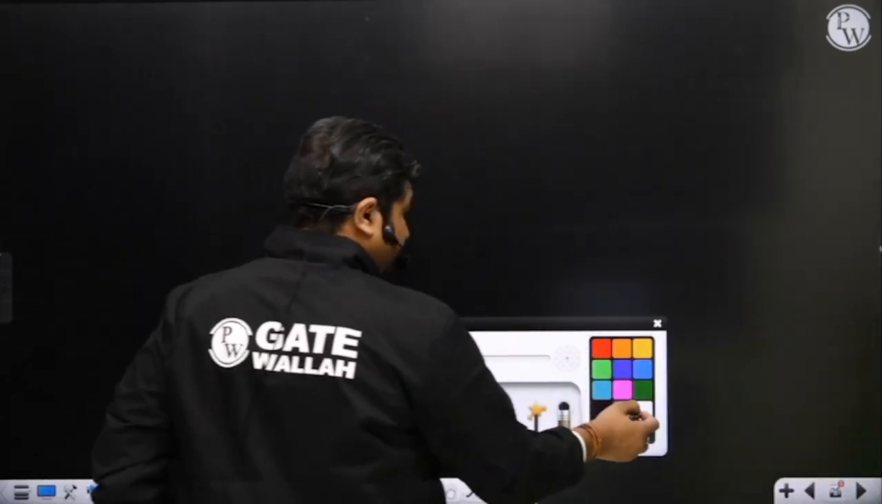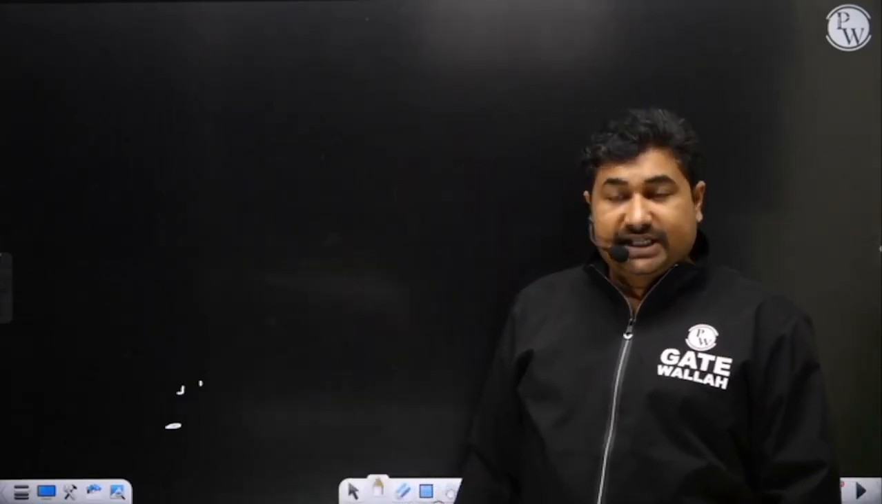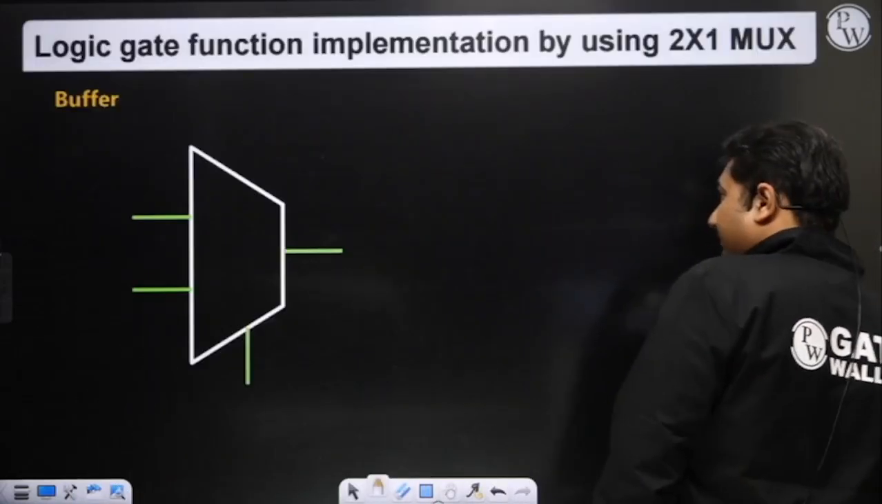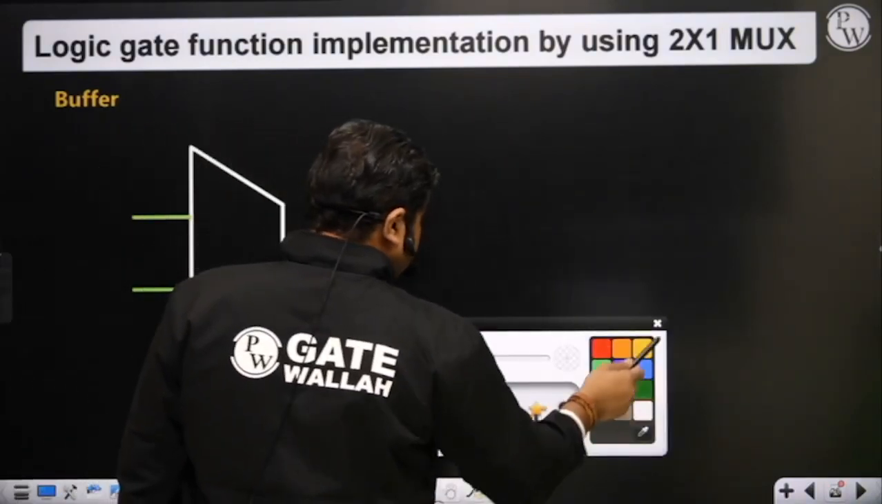Now please write down. Logic gate function implementation by using 2 cross 1 size multiplexer.